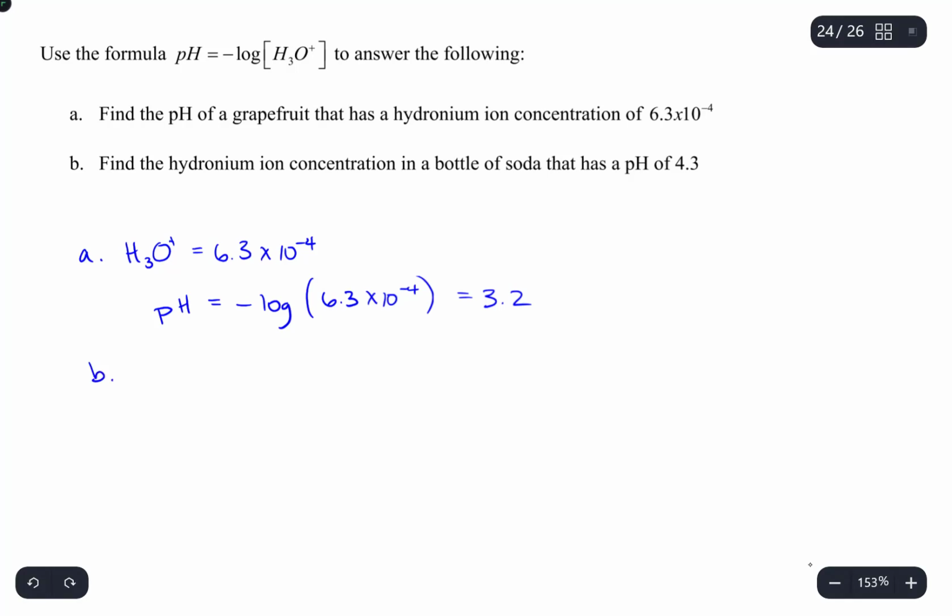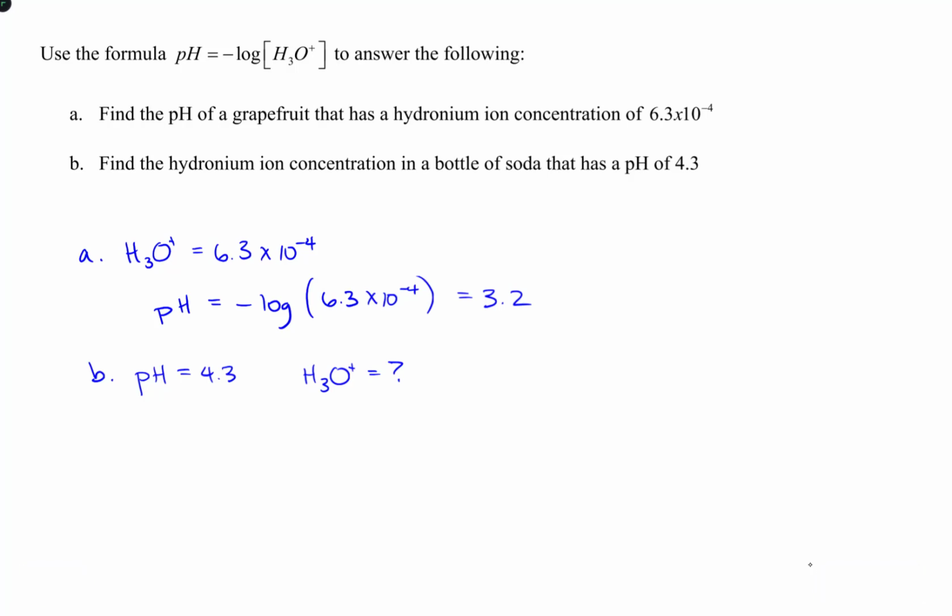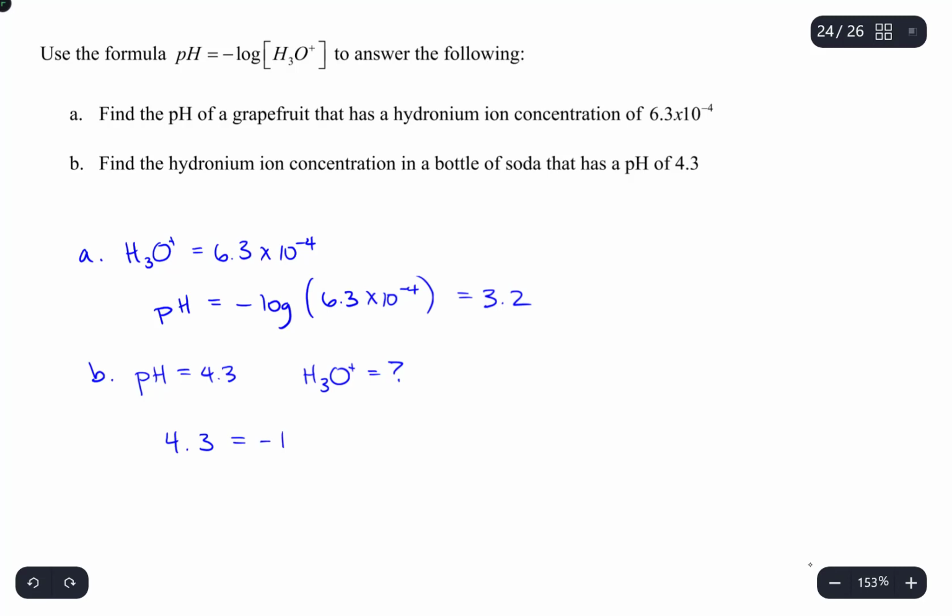All right, for part B, find the hydronium ion concentration in a bottle of soda that has a pH of 4.3. So what we know here is that the pH level in this case is 4.3, and what we want to find is the hydronium ion concentration. Well, from our formula, the pH, 4.3, is equal to the negative common log of that hydronium ion concentration.